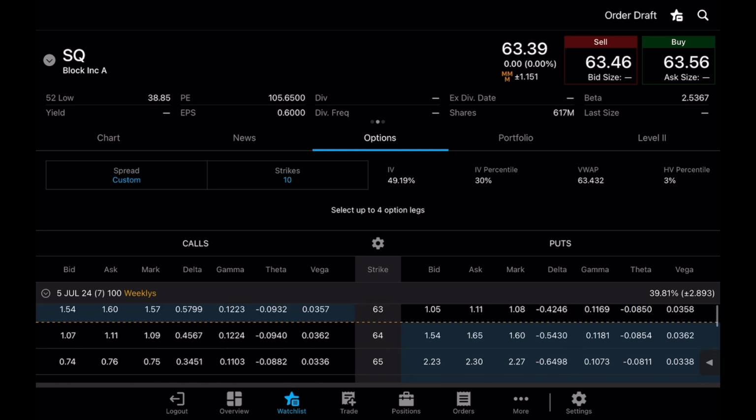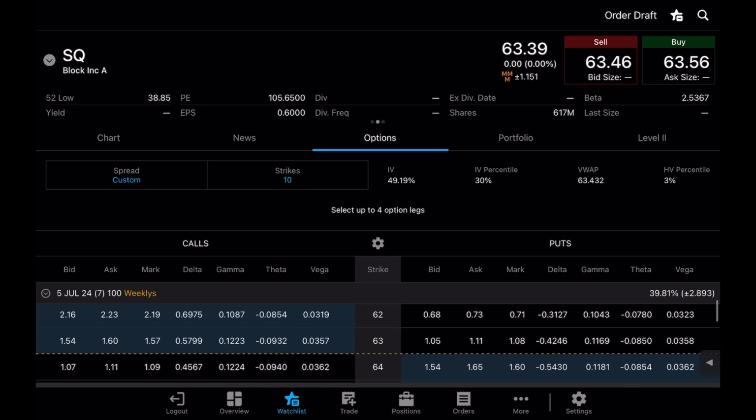Now let's look at it for puts. If you were to look at $62 as a strike, look at the bid, the ask, the delta, gamma, theta, and vega. You see it there. All right, so keep those numbers in mind.